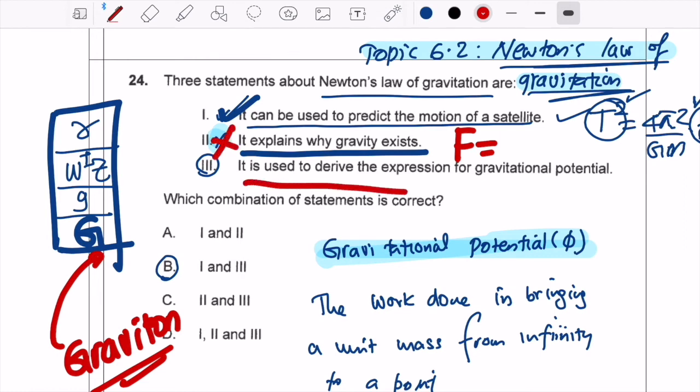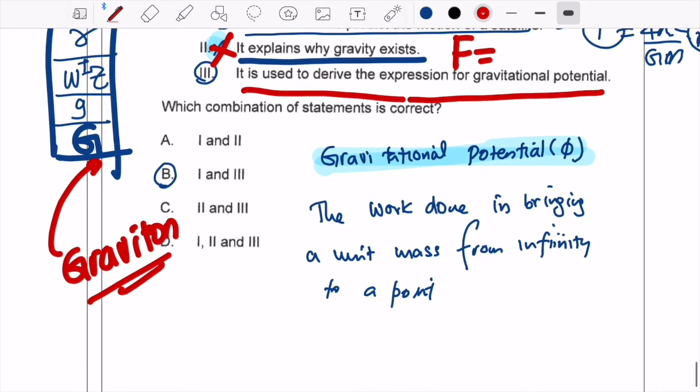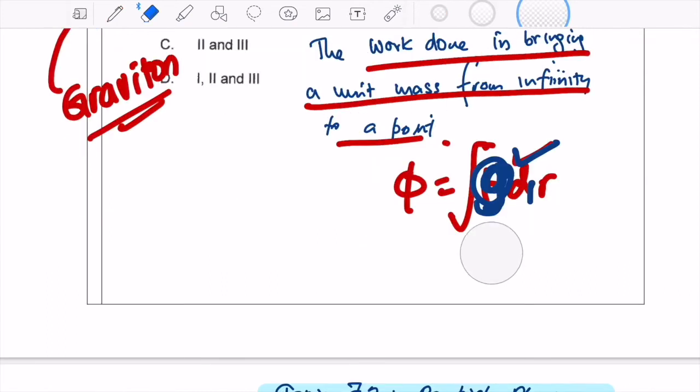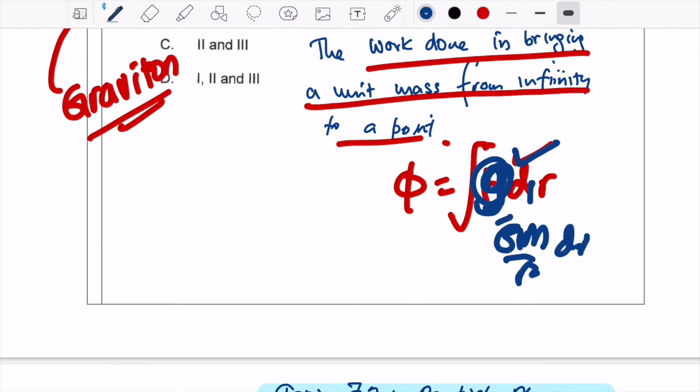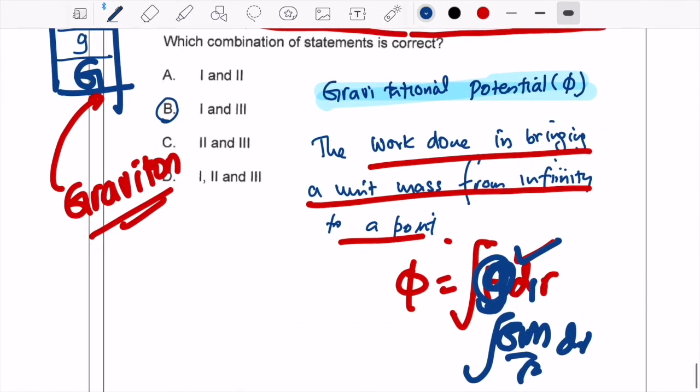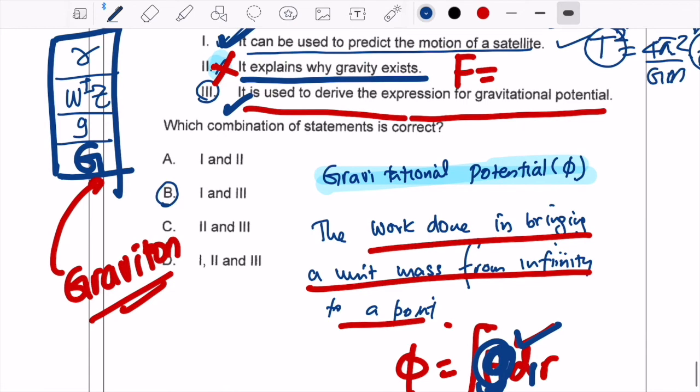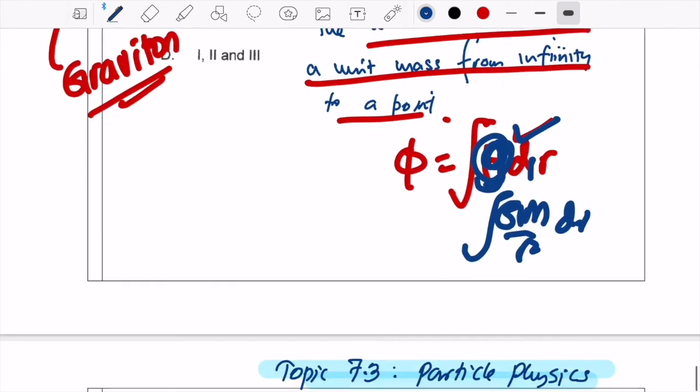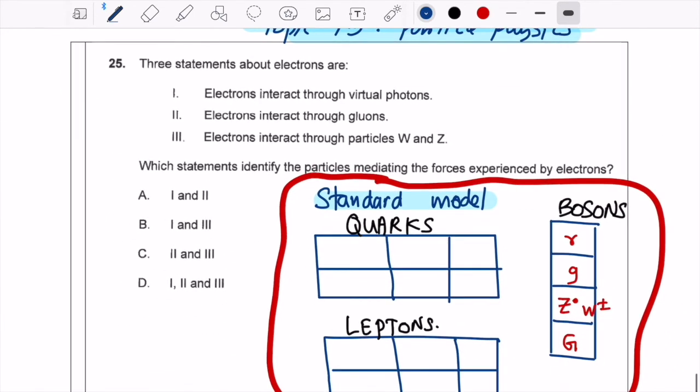It is used to derive an expression for gravitational potential. Let's think about gravitational potential, the work done in bringing a unit mass from infinity to a point. So GM over r squared dr. Yes, so in this case 1 and 3 are correct, 2 is wrong. Answer is B.